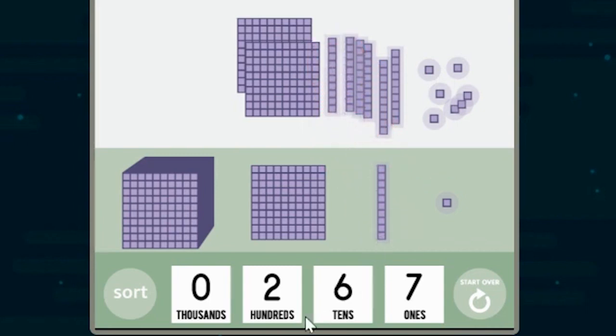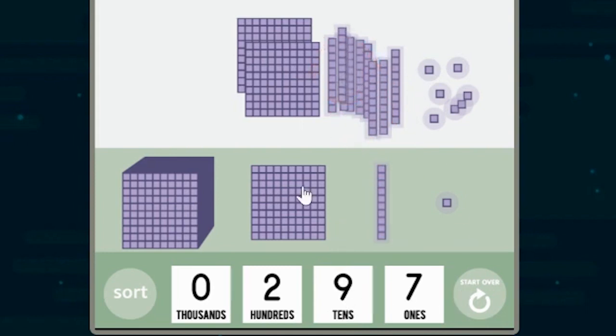Again, 267. Did you notice the hundreds haven't changed? And the ones haven't changed. 277. 287. Only the tens are changing. 297.